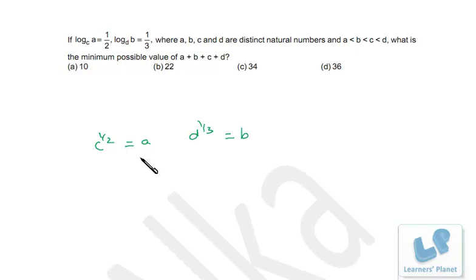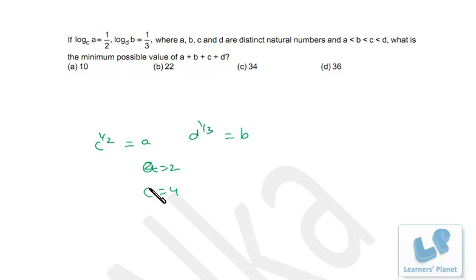Now I cannot assume a to be 1, because if I take a as 1, then c will also be 1, but a has to be less than c. So what I do is I take a as 2, so c will be 4, right? Similarly, I can take b as 3, so it will be between a and c, obviously.